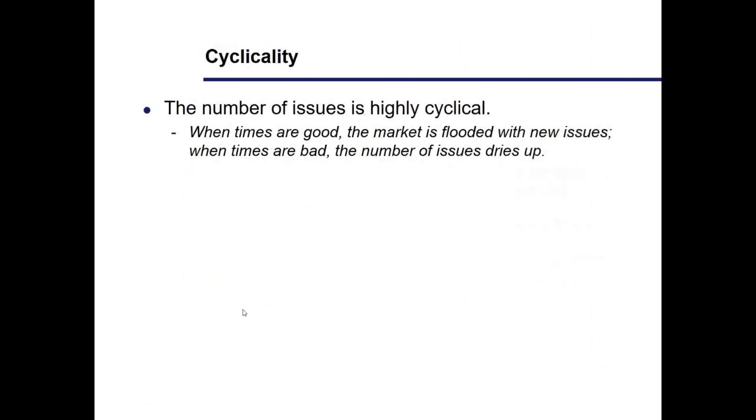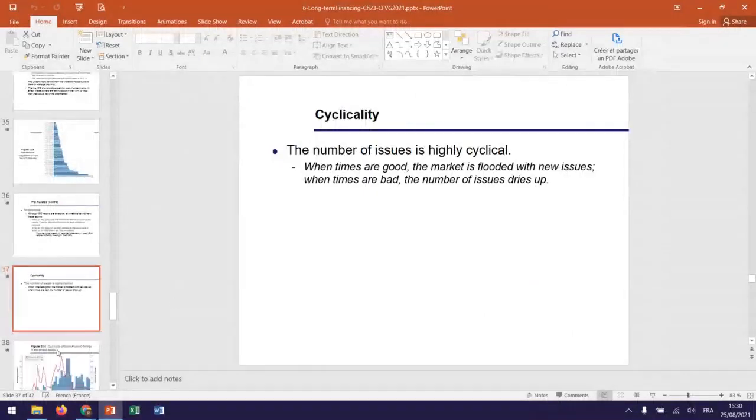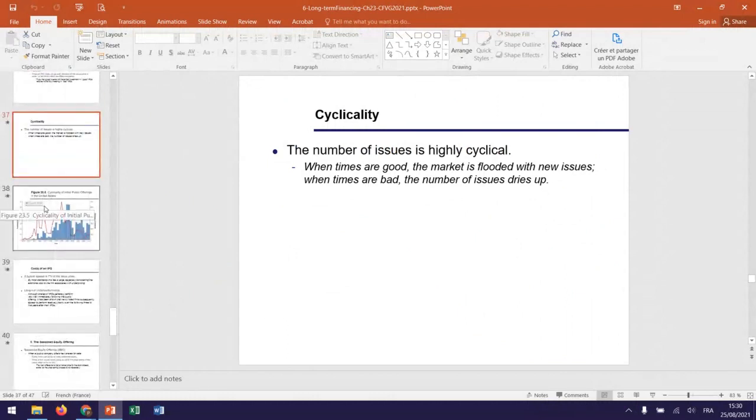The number of issues is highly cyclical. When times are good, the market is flooded with new issues. When times are bad, the issuance dries up. So there are a lot of studies on market timing for issuing shares and doing an IPO. They can have hot periods of IPOs, cold periods of IPOs, and so on. Therefore, the choice of timing can be very, very important.